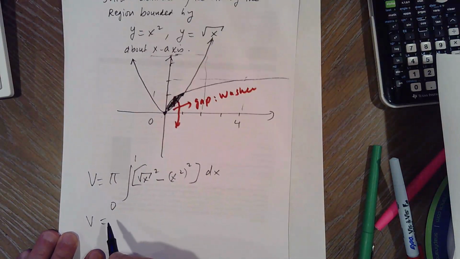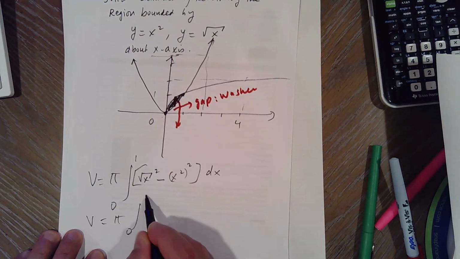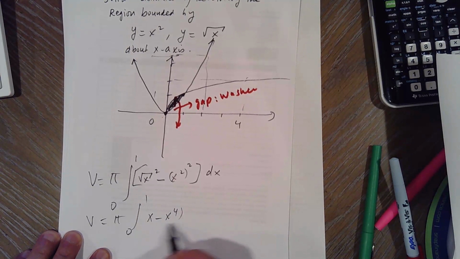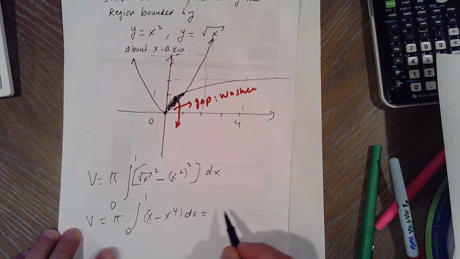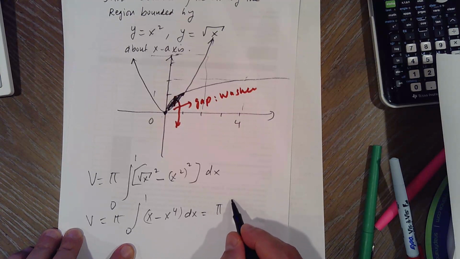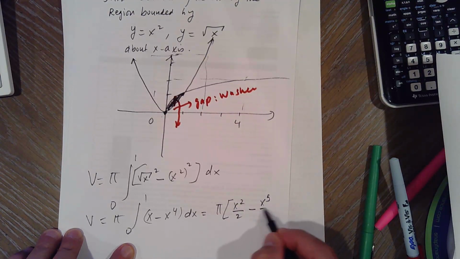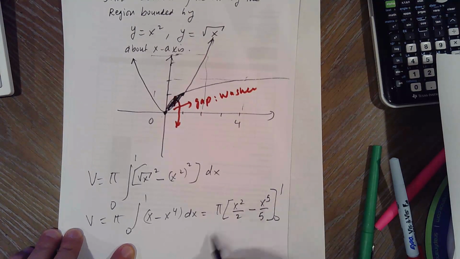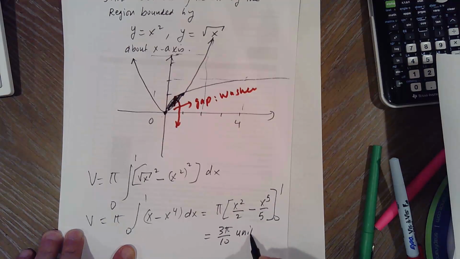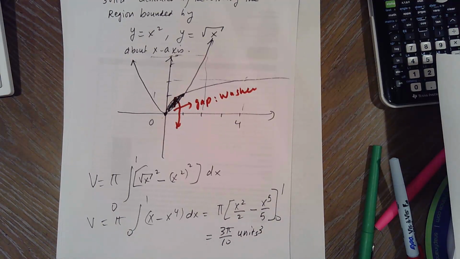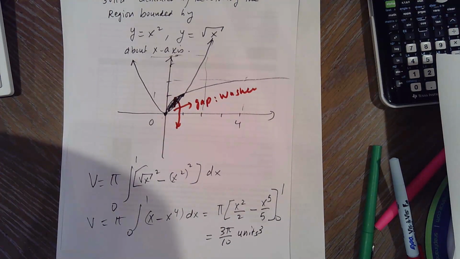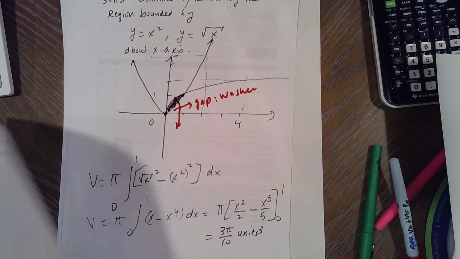So pi integral from 0 to 1 of x minus x to the 4th dx. Integral of x dx is x squared over 2, and x to the 4th would be x to the 5th over 5. Between 0 and 1 you get 3 pi over 10 cubic units. Okay, let's look at more.